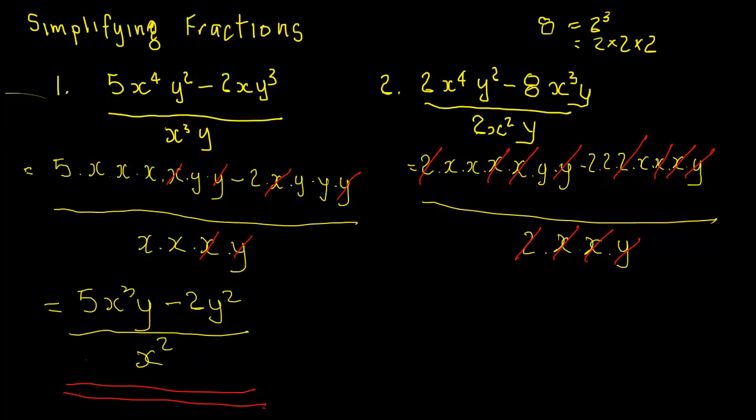So we can now just collect our terms together, and we'll just have a single line of x squared y minus 2 by 2, which is 4x, and that is our answer.